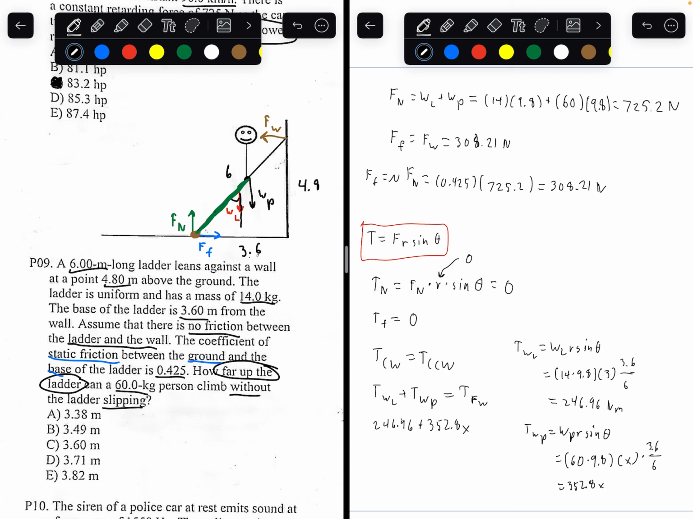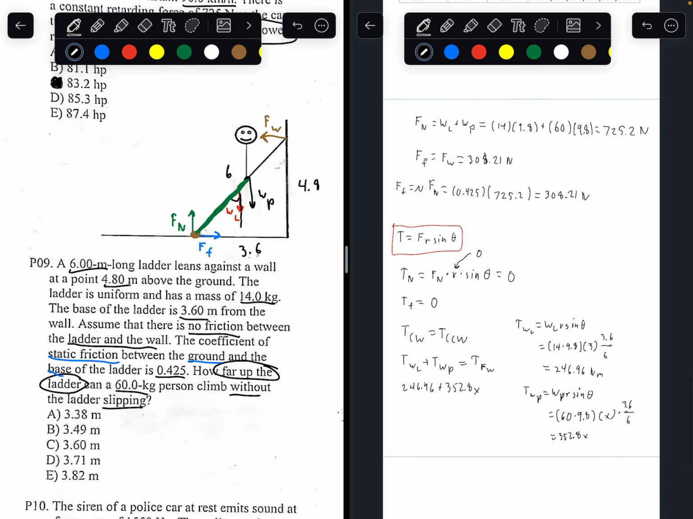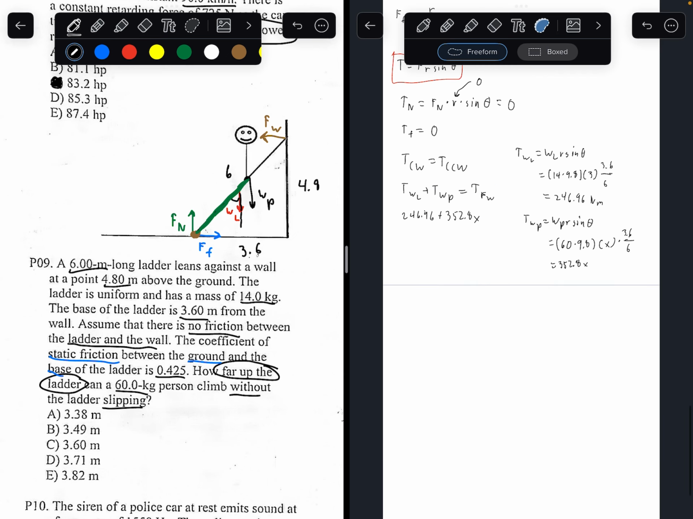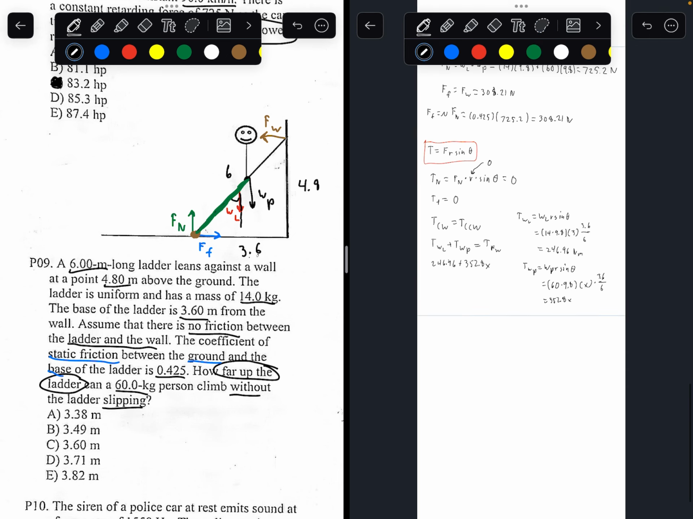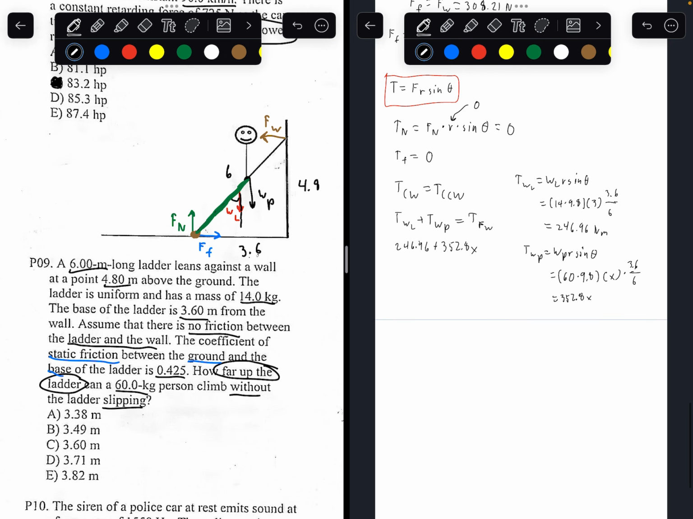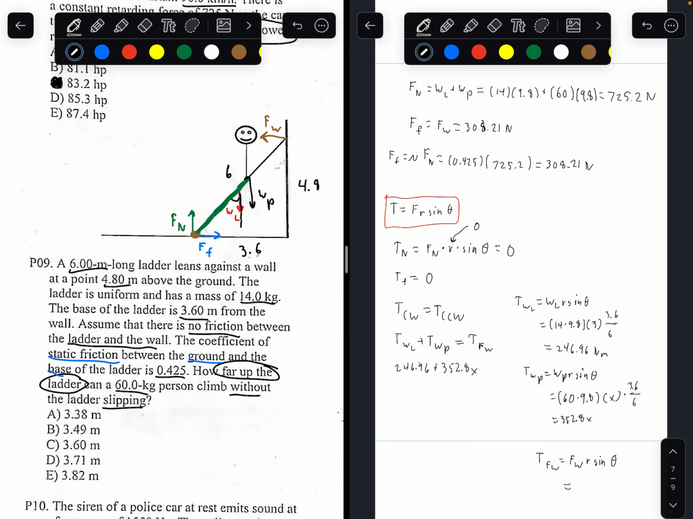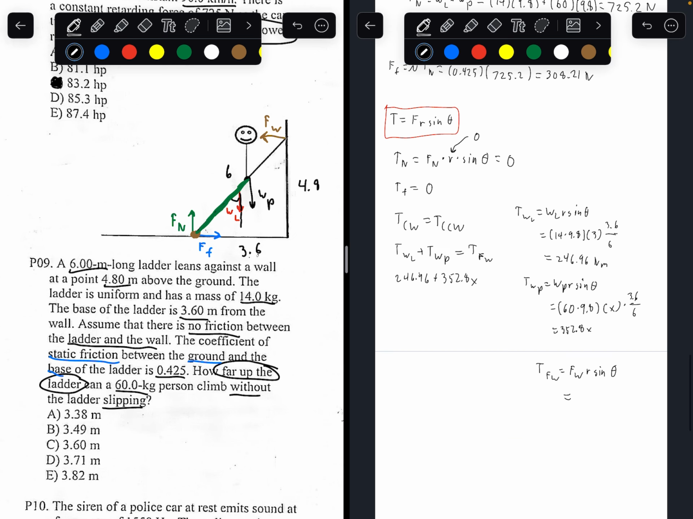352.8x. Finally, we want to find the torque applied by the wall. So let's bring this down a little bit. So we want to find the torque applied by the wall. Torque applied by the wall would be the force of the wall times the radius times sine theta. The force of the wall, which we calculated to be equal to the force of friction all the way up here, is 308.21 newtons.